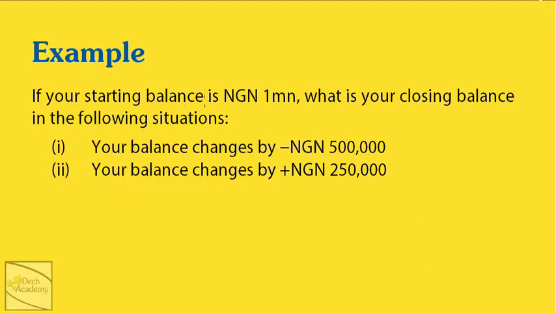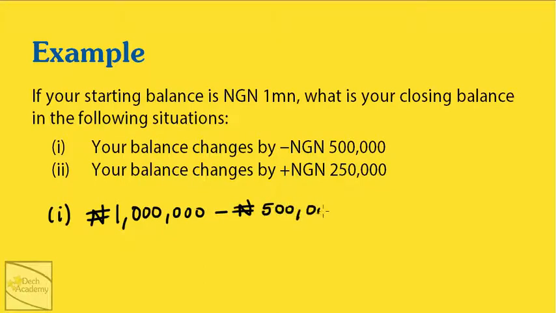If your starting balance is 1 million naira, so imagine you have 1 million naira in the bank, what is your closing balance after the following situations? In the first case, it says your balance changes by minus 500,000 naira. So we start with a balance of 1 million naira, which is 1 with 6 zeros. And then your balance changes by minus 500,000. So your balance decreases by 500,000 naira.